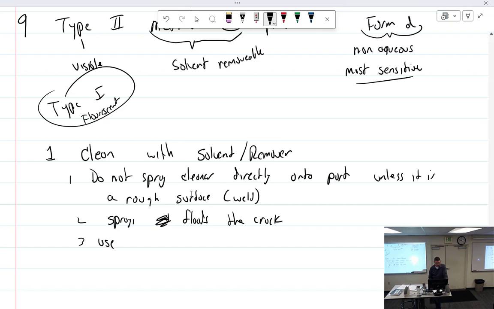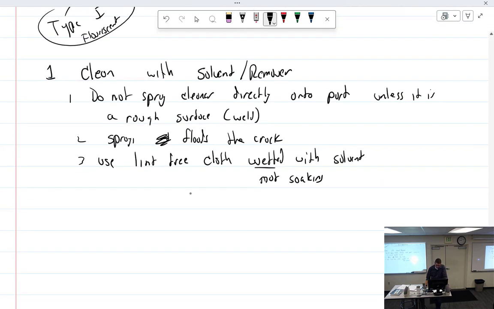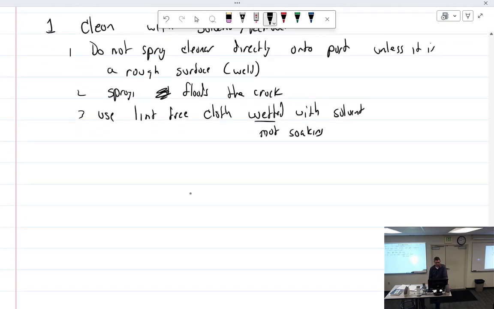Preferably, use a lint-free cloth wetted with solvent. Wetted, not soaking. If it's dripping, you've used too much. Wetted, not soaking. And then follow up with a dry cloth.